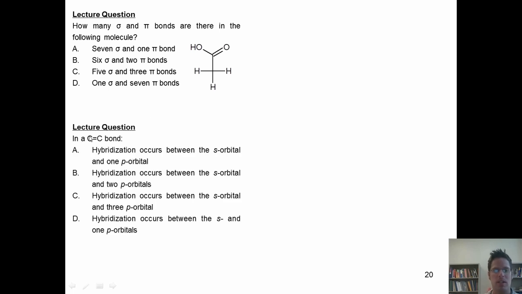Question number 1. How many sigma and pi bonds are there in the following molecule? Question 2. In a carbon-carbon double bond, A, hybridization occurs between the s orbital and one p orbital. B, hybridization occurs between the s orbital and two p orbitals. C, hybridization occurs between the s orbital and three p orbitals. Or D, hybridization occurs between the s and one p orbital.